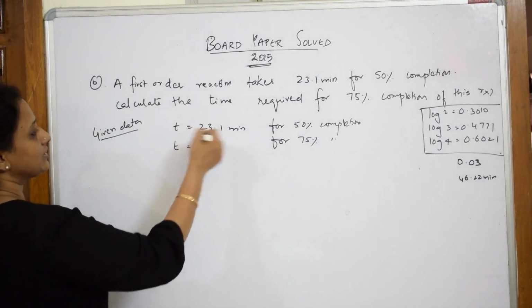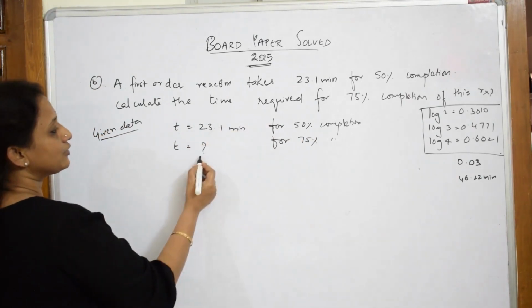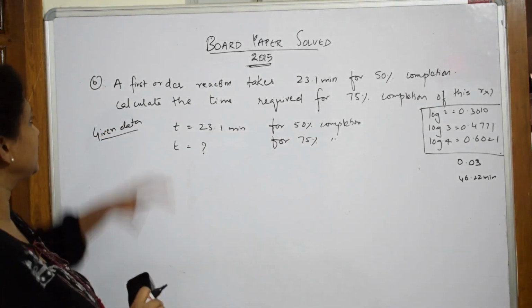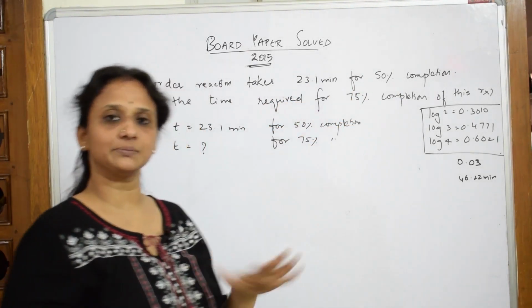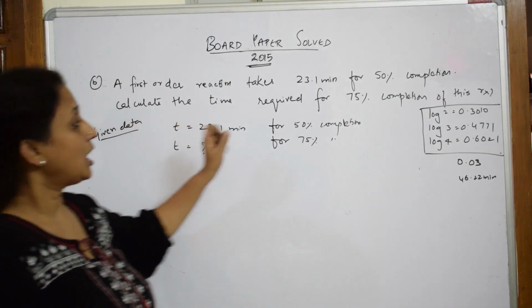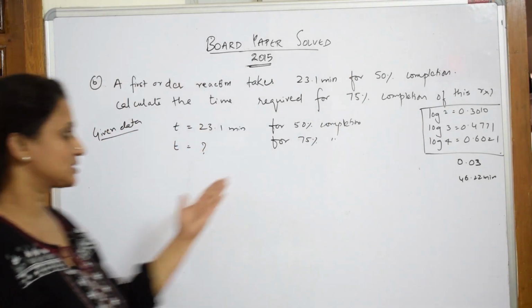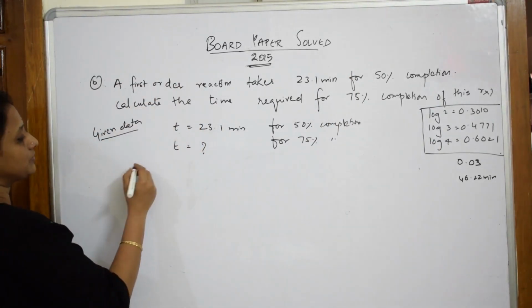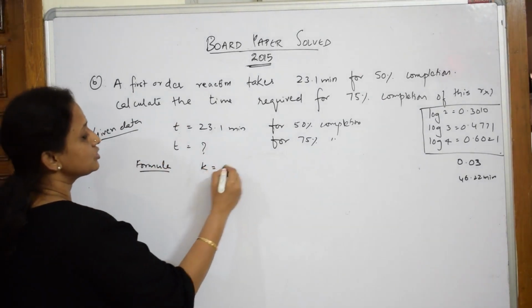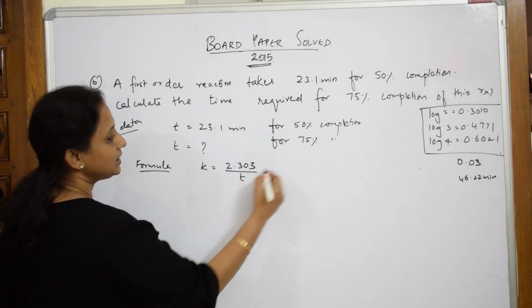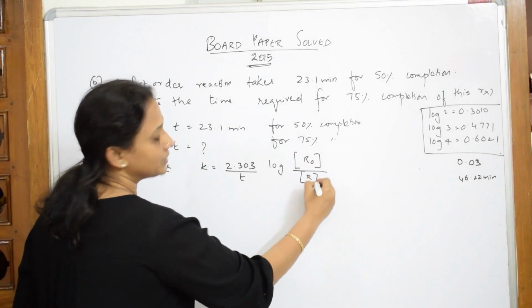What do they give us? They've given data: t is 23.1 for 50% completion. Again I have to calculate time for 75% completion. It is a first order reaction, at 23.1, 50% of the reaction is completed. Then I have to show what is the time when 75% of the reaction is completed. So simple, they've given you first order. So write the formula for first order. k is equal to 2.303 by t log of concentration R naught by R, isn't it? This is what we have derived already.